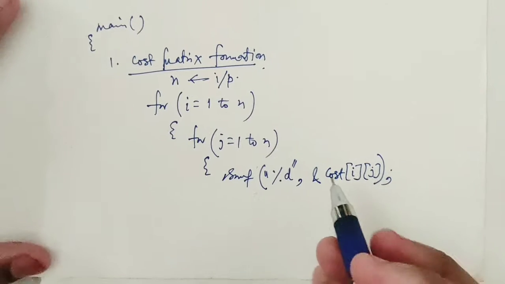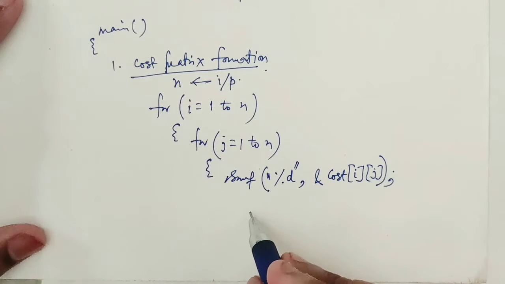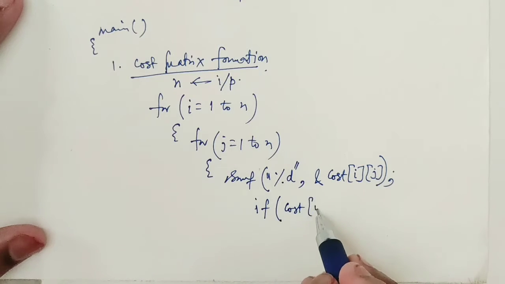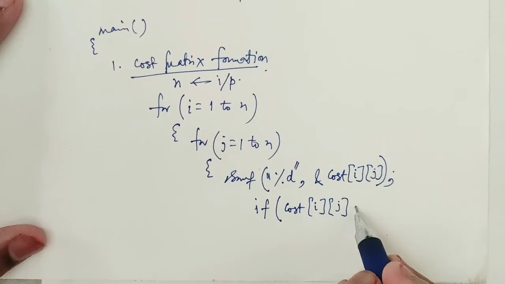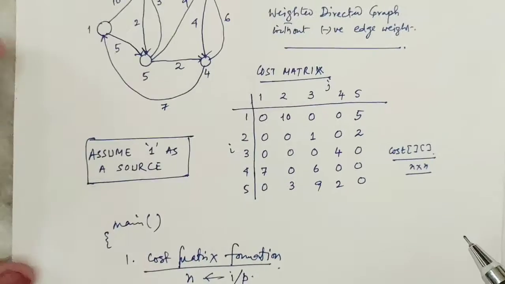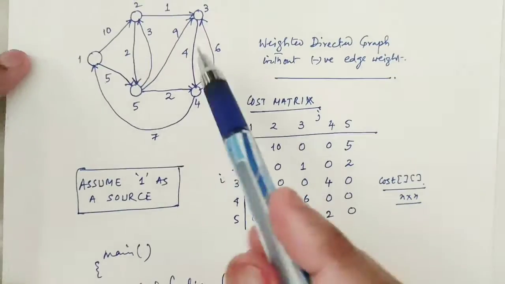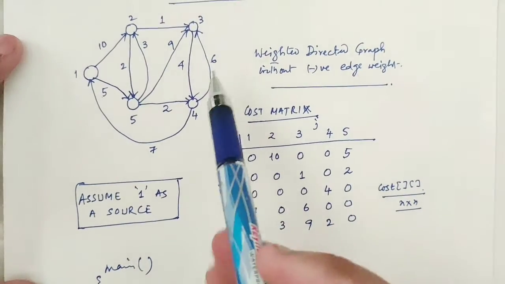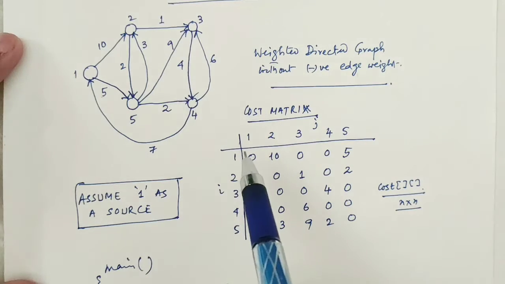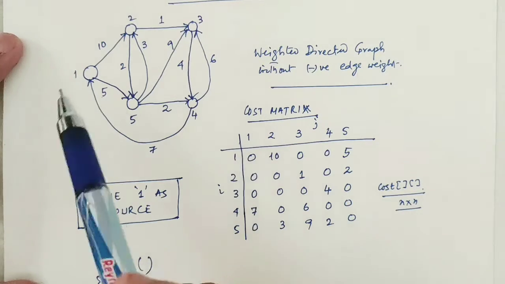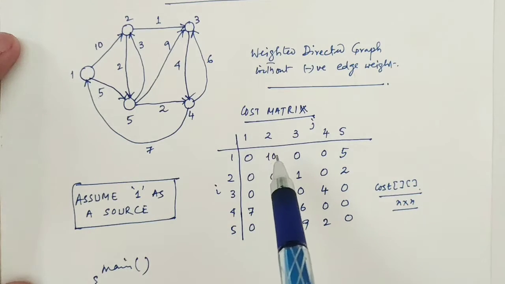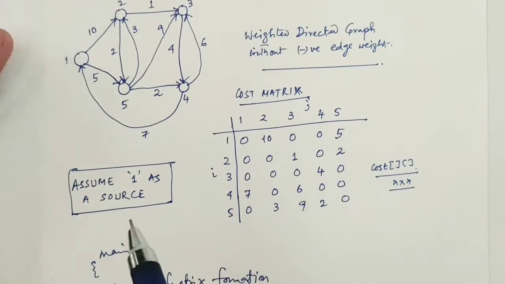So once a value comes from the user, let us apply one very simple check. We will just check if cost of ij is found 0. That means if the user provides 0 as an entry, and definitely the user will provide some zeros based on the graph, because the user has to provide the cost matrix based on this graph. So for 1 1, definitely the user has to put 0 because there is no self loop for 1. For 1 to 2, the user has to put 10 as a value. So some of the entries are zeros.